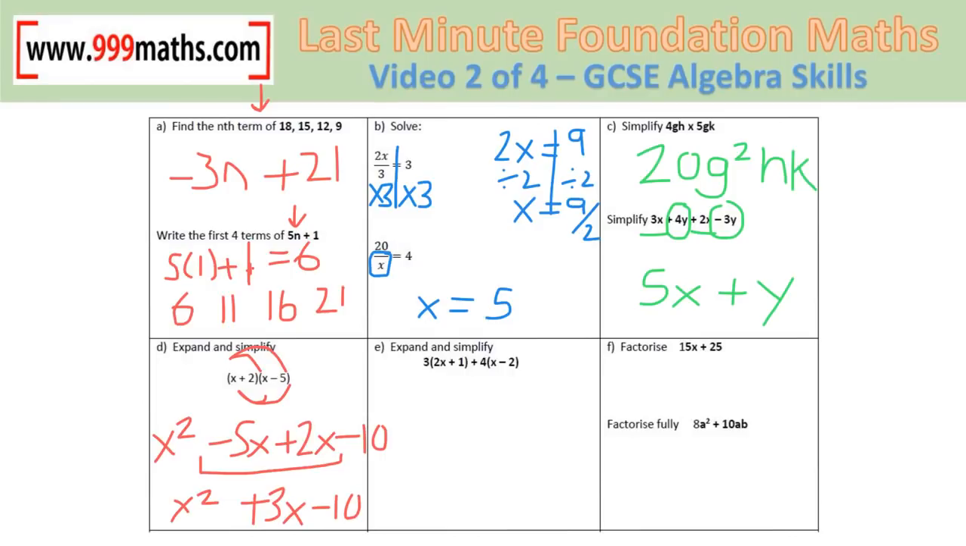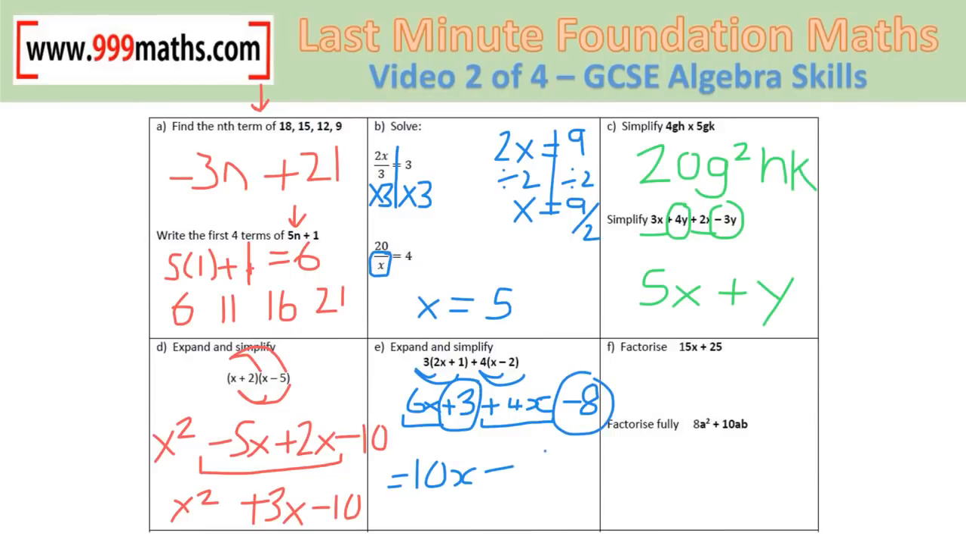Expand and simplify separate brackets. We'll expand them individually and then combine them. The first one, 6x add 3. The second one, plus 4x. Positive 4 times minus 2 will be minus 8. Collecting those terms, we've got 6x add 4x, that makes 10x. And we've got positive 3. Take away 8, that will give me minus 5.